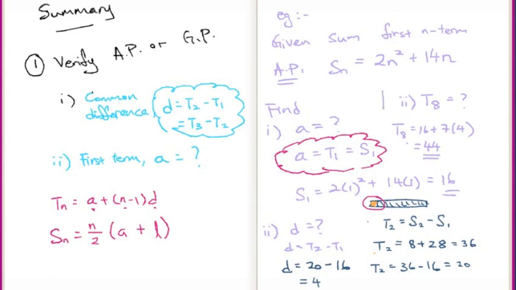Okay, so you make use of the equation Tn equals a plus n minus 1 times d. Always make use of this equation. It will save you a lot of time, because time is important. During the exam you don't have much time.